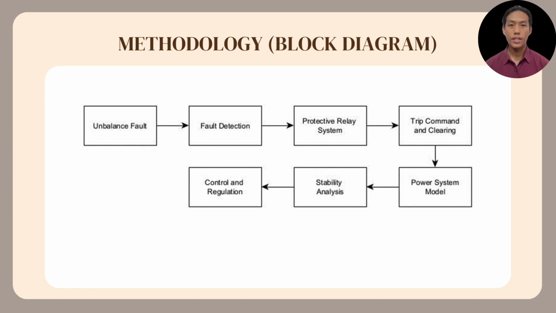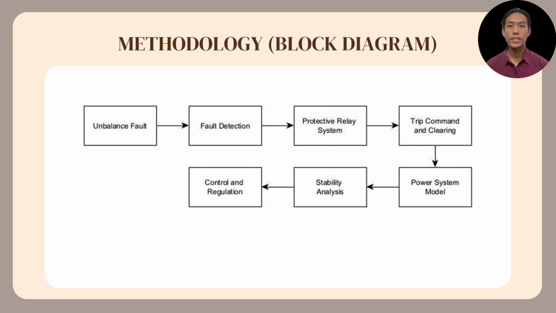It determines the severity and types of faults. The emergency response follows predefined thresholds and decision logic to select the most appropriate response. The flow continues with a trip command and clearing, initiated when the protective relay system deems the fault severe enough. This command triggers the circuit breaker to isolate and clear the faulty section.